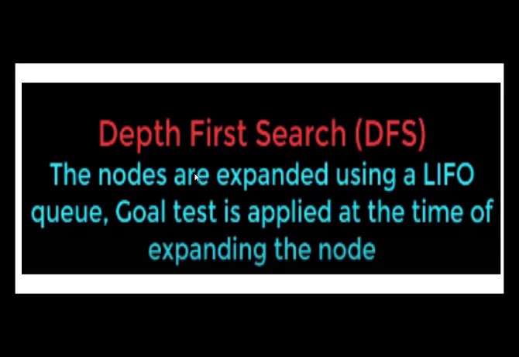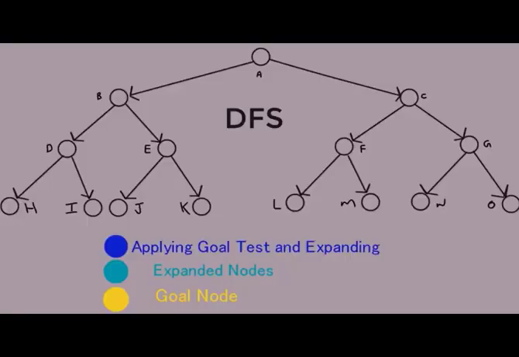Let us first see the working of this DFS with an animation, and then we'll see the Python program of the same. So this is the required animation, and we start from the root node. A is our root node.